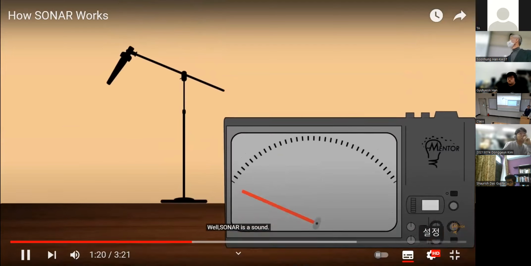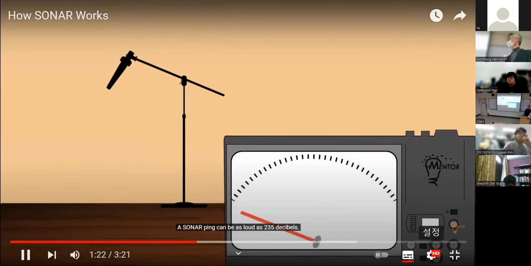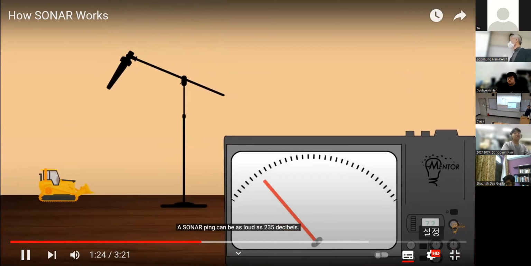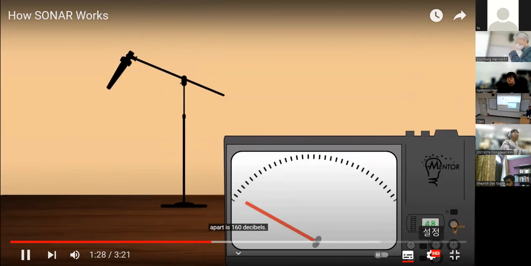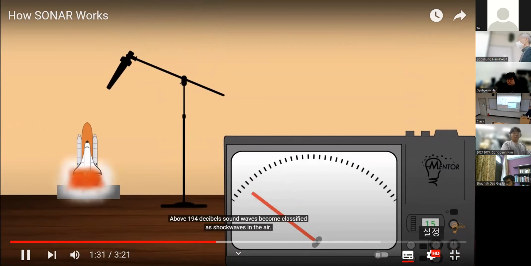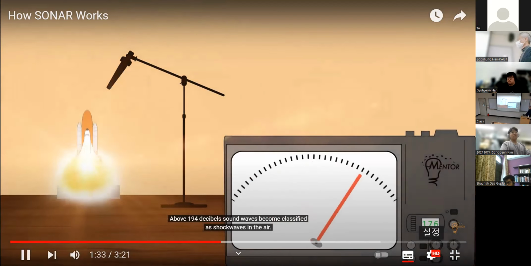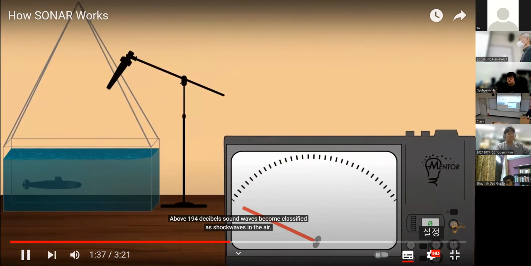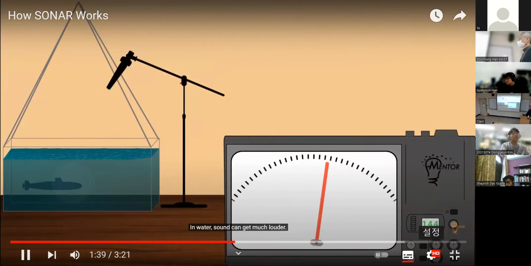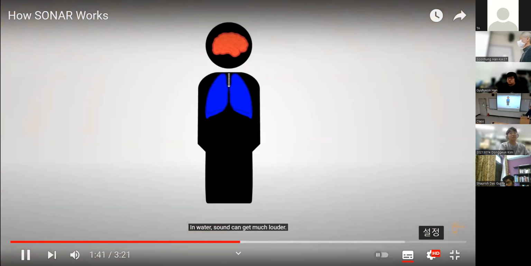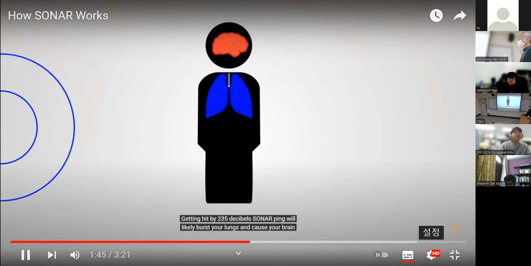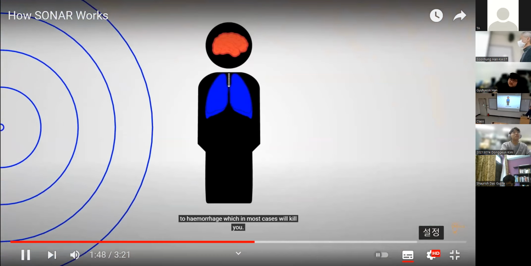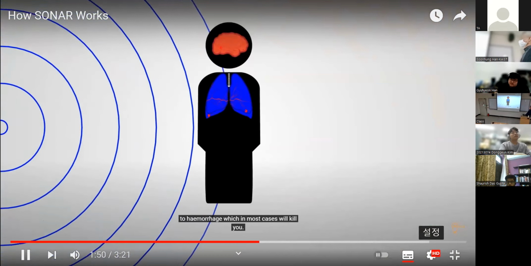Well, sonar is a sound, a very loud sound. A sonar ping can be as loud as 235 decibels. To put that into perspective, the loudest sound you can hear before your eardrums rip apart is about 160 decibels. Above 194 decibels, sound waves become classified as shock waves in the air. In water, however, sound can get much louder. Getting hit by a 235 decibel sound ping will likely burst your lungs and cause your brain to hemorrhage, which in most cases will kill you.